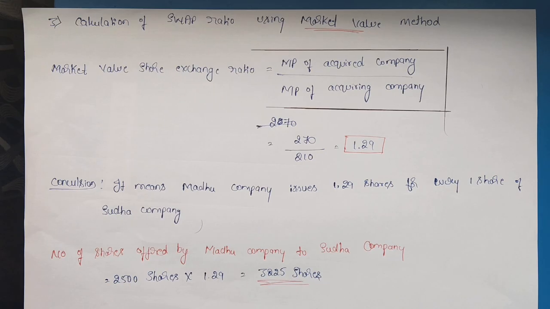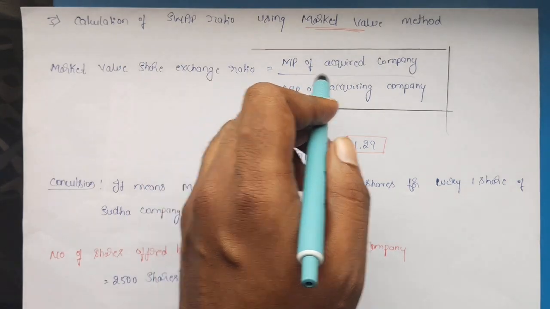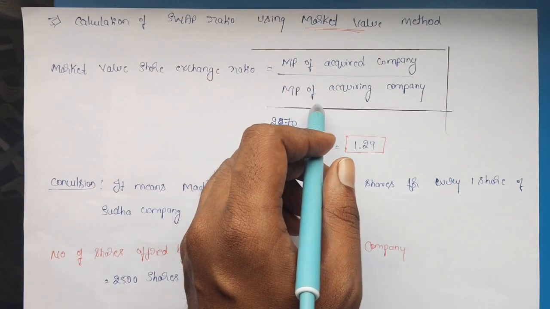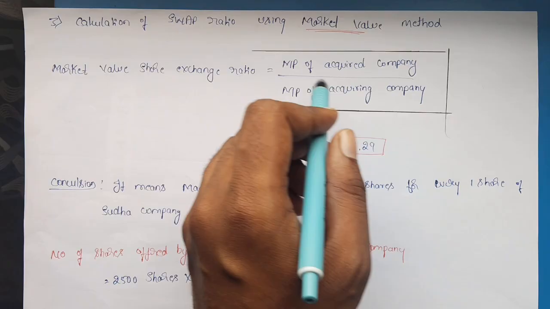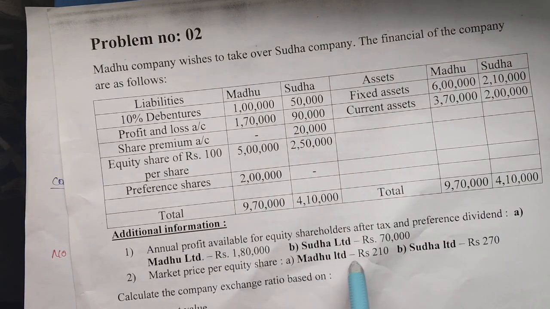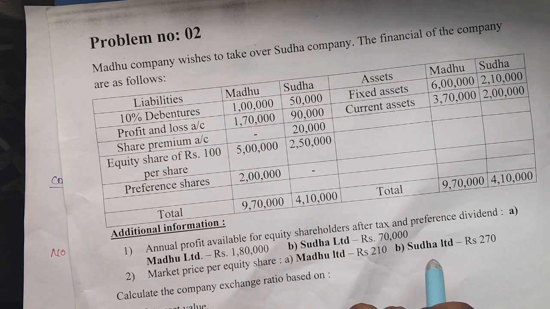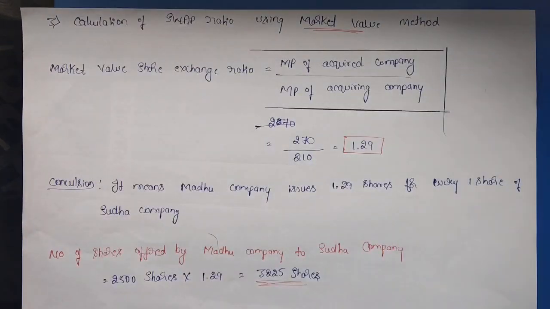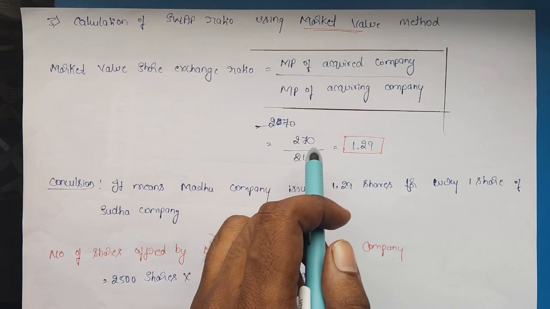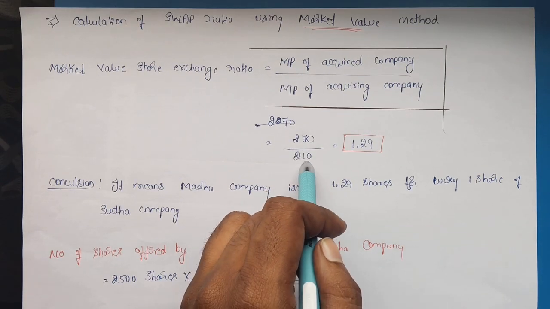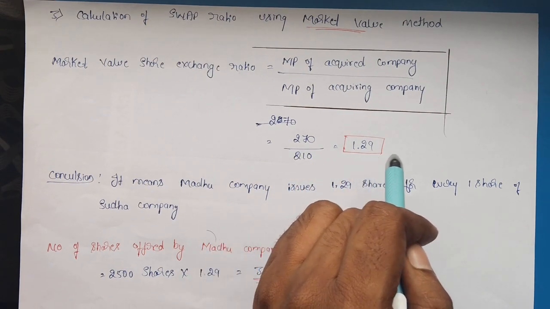Next, the third method is the swap ratio under the market value method. The formula is market price of the acquired company divided by market price of the acquiring company. The market prices are already given in the problem: the market price of Madhu company is 210 and of Sudha company is 270 rupees. Directly applying the formula, 270 divided by 210 is 1.29.